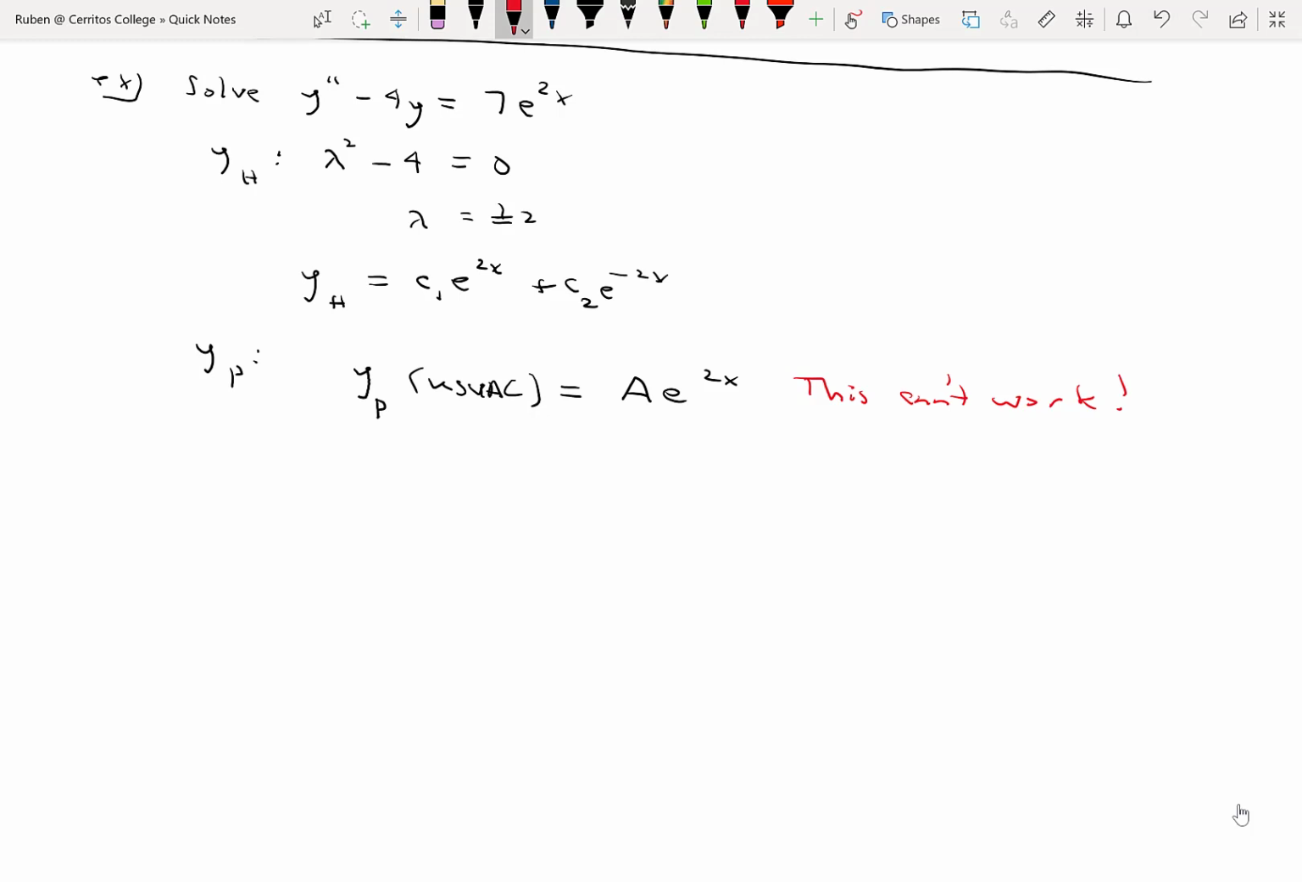Why not? Think about it for just a minute. If y sub p has the form ae to the 2x, and you substitute y sub p back into the differential equation, what's always going to happen? If you haven't figured it out, look at y sub h and look at y sub p. Y sub h has c1 e to the 2x in it. That's exactly the form of what we're assuming to be y sub p. So no matter what we do, when we substitute y sub p into the differential equation, there's no way we're going to get 7e to the 2x. We're always going to get 0.